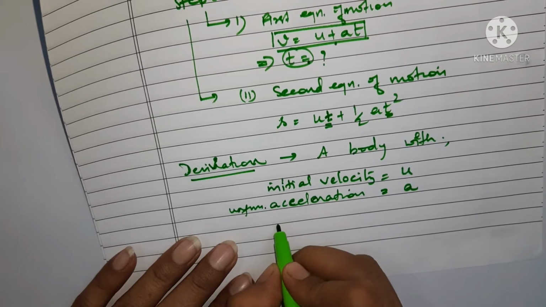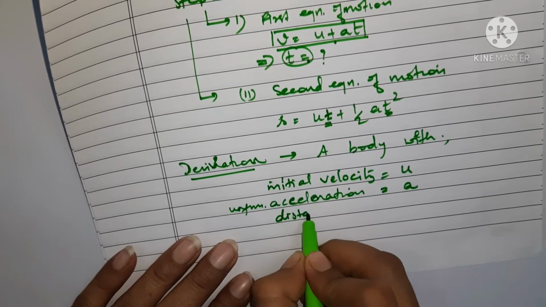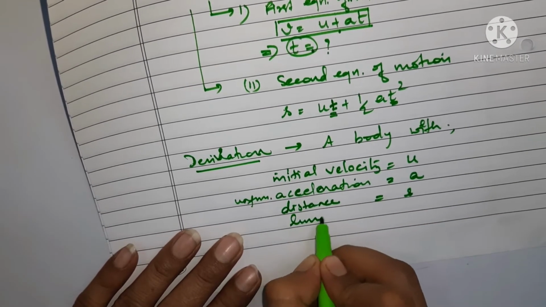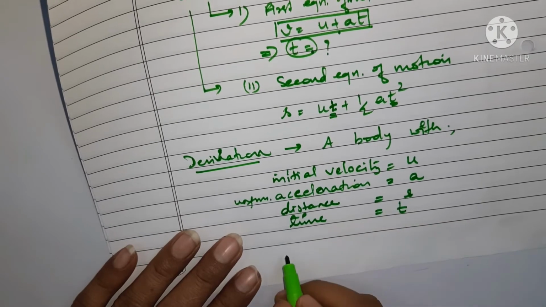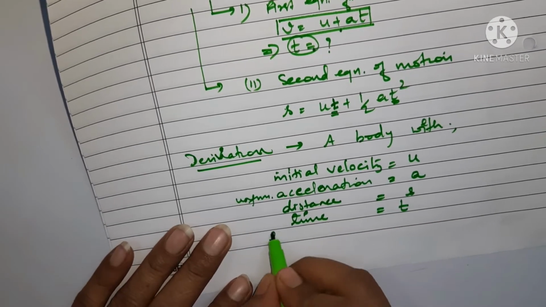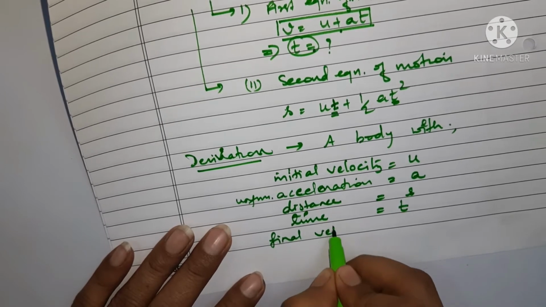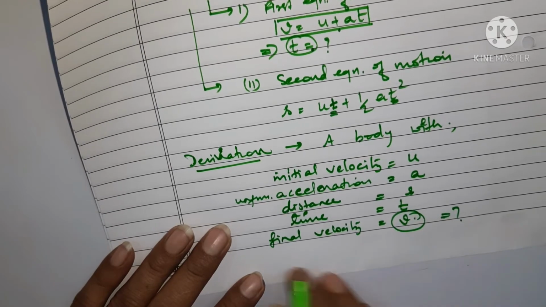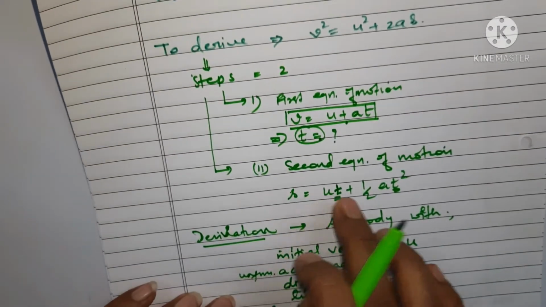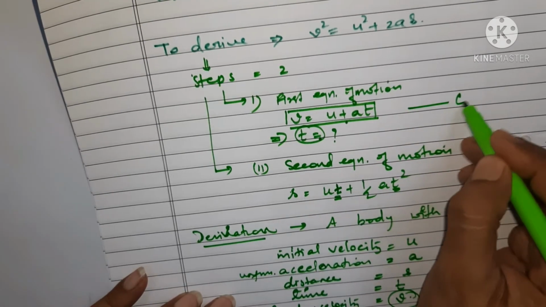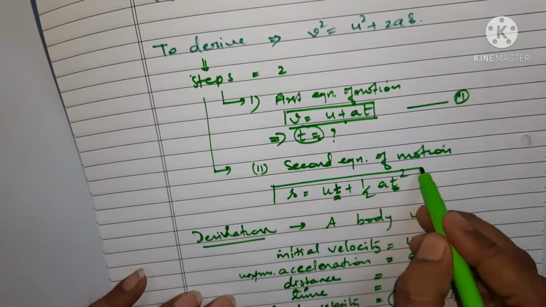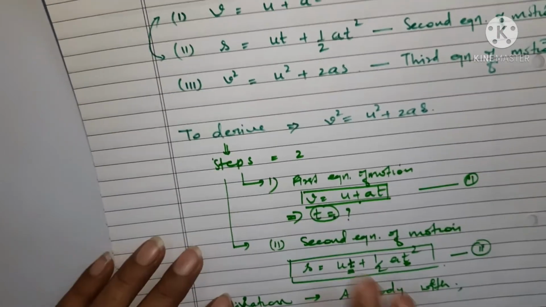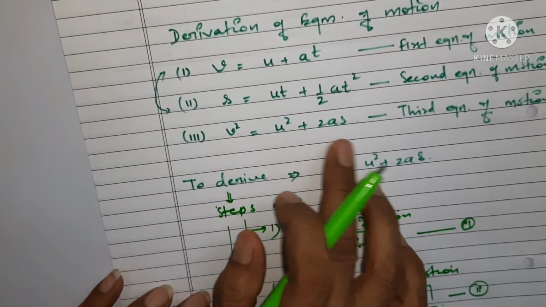It is covering a distance s in time t. Then it acquires a final velocity of v, and this value you have to find out by using these two equations. This is your first equation of motion, and this is your second equation of motion. You have to derive v square is equal to u square plus 2as.